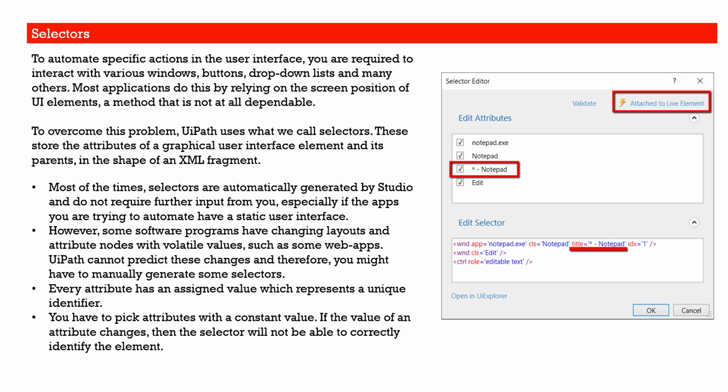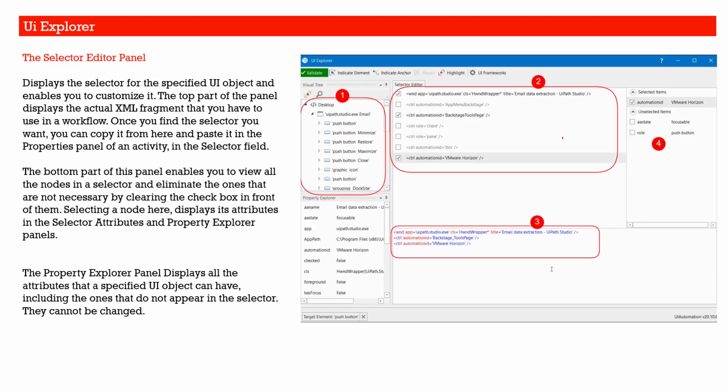So if the values of attributes are changing, you need to design a selector using regex or a variable so that you can pass a dynamic value to that attribute of that particular selector, so that it can change automatically at runtime. We'll look at all of these things in an example, right? So this is the basics about selectors.